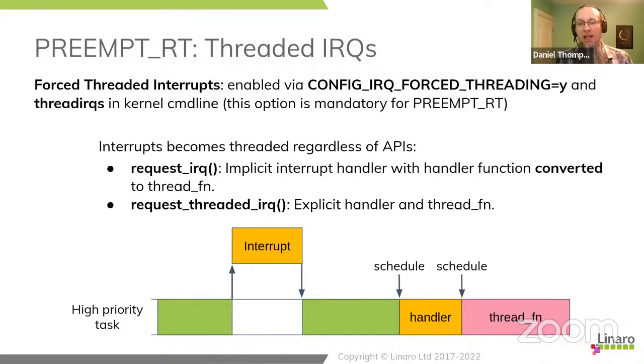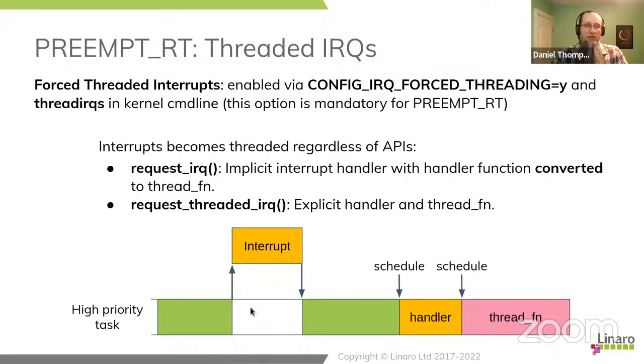So PREEMPT_RT, what happens when you go to PREEMPT_RT? PREEMPT_RT enables this thing called forced interrupt threading, which is mandatory for PREEMPT_RT. I think you can actually turn it on regularly, but it's mandatory for PREEMPT_RT. And at that point, when you force threading, what you're doing is you're making the interrupt handler that you provide to request_irq, or the quick check handler that you applied to a threaded IRQ, run as a normal task.